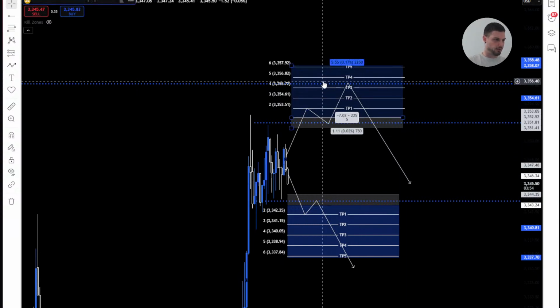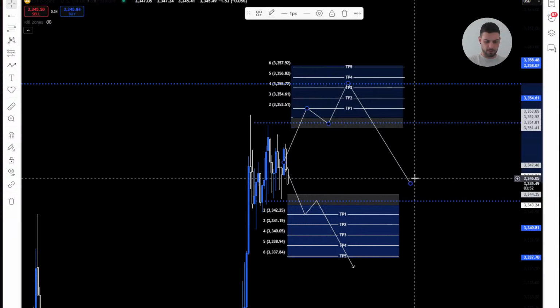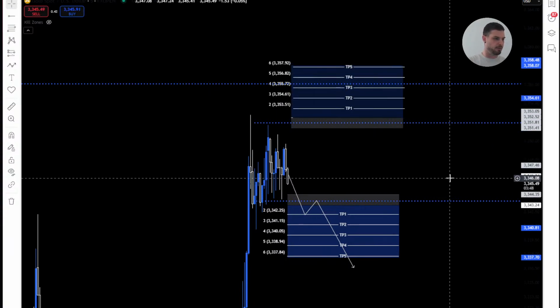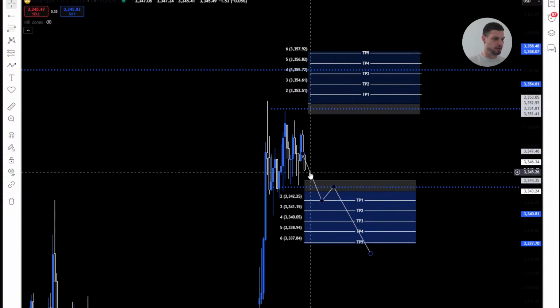If we do break through that and close above, so if we do get a 5-minute close above this zone here, then we can hold the take profit 5. I'll be holding the take profit 5.